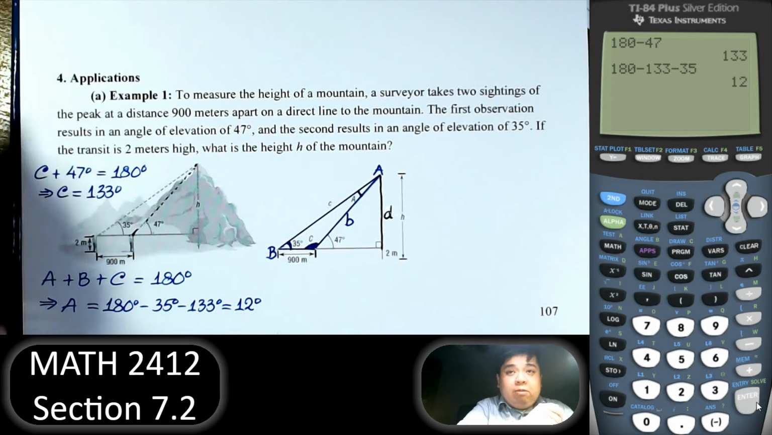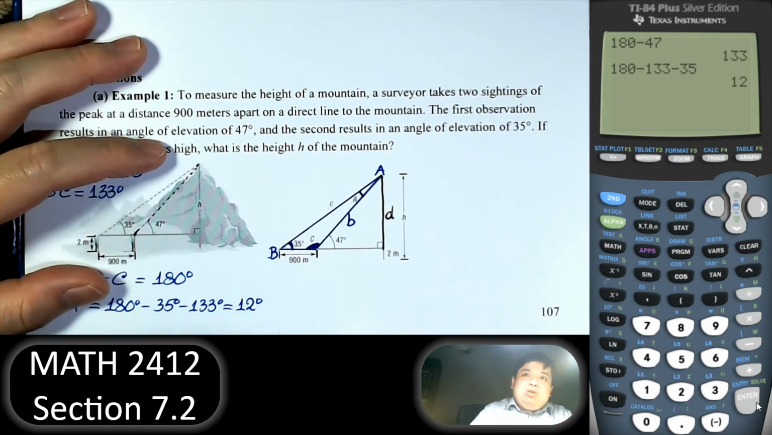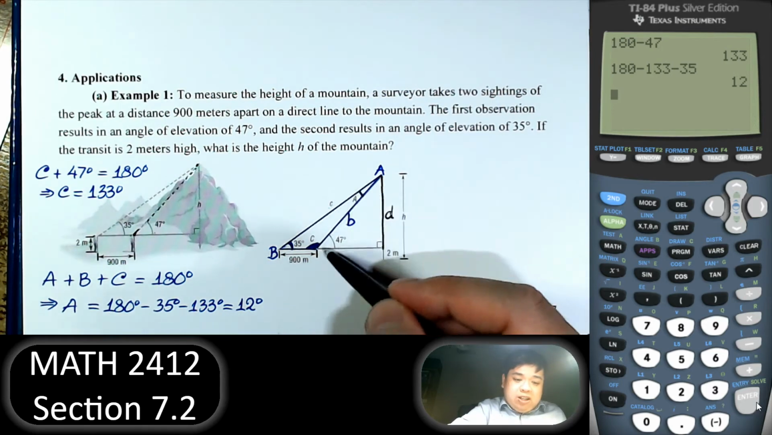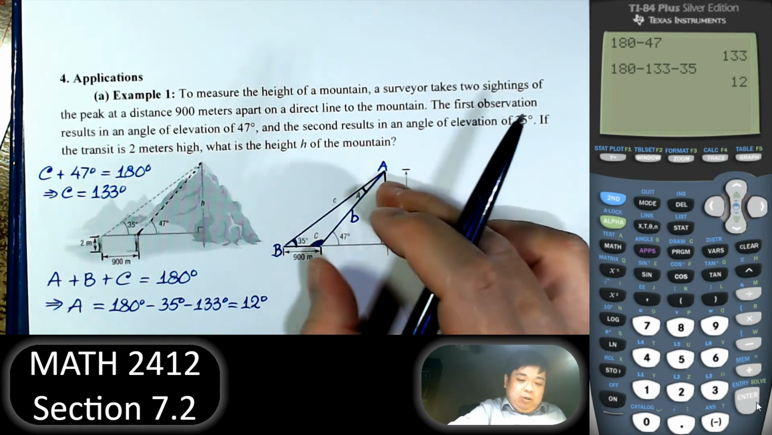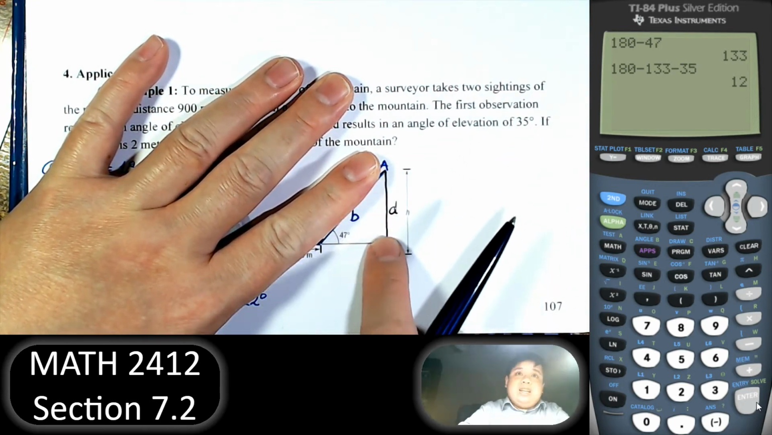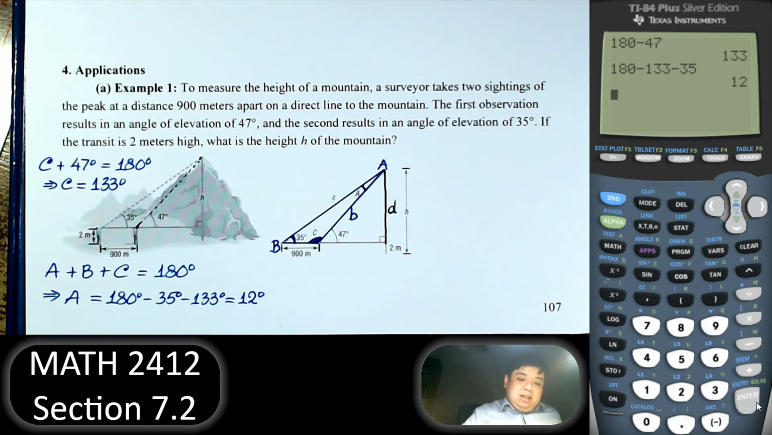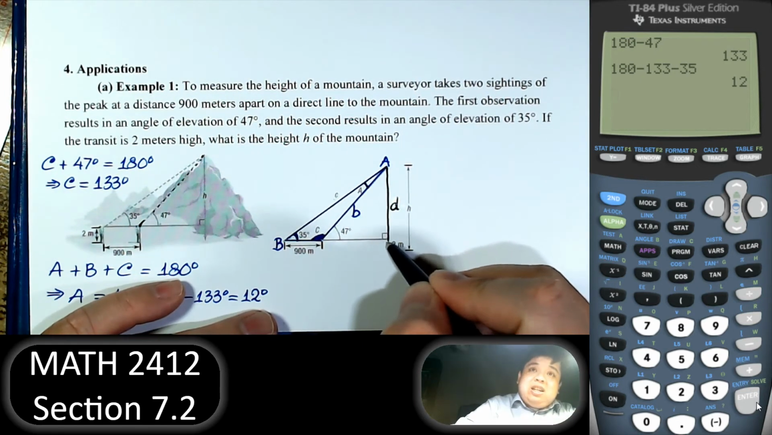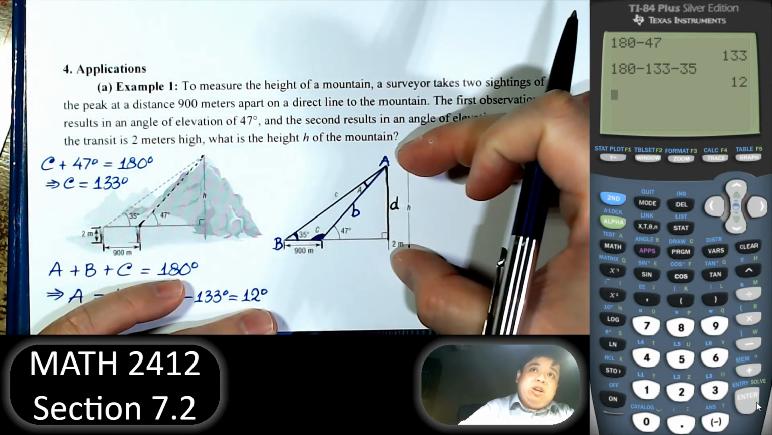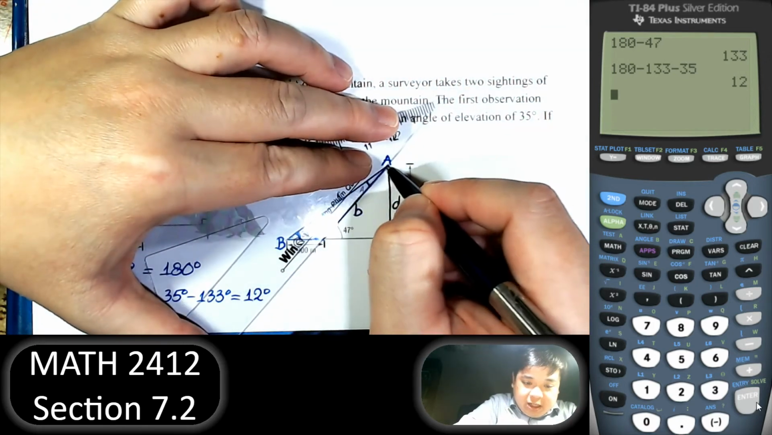So what do we find here? Of course, if we know all the angles, then we need to find one of the sides, right? So what we'll do is find side B first, and then with side B, we can go to the right triangle and find D after that. So find B, then find D, and at the end the transit is 2 meters high, so D plus 2 meters will give us the height of the mountain. Right, so first we'll find B.